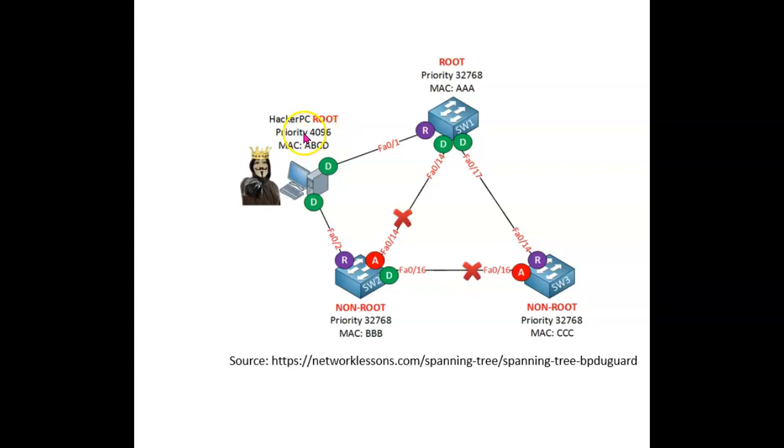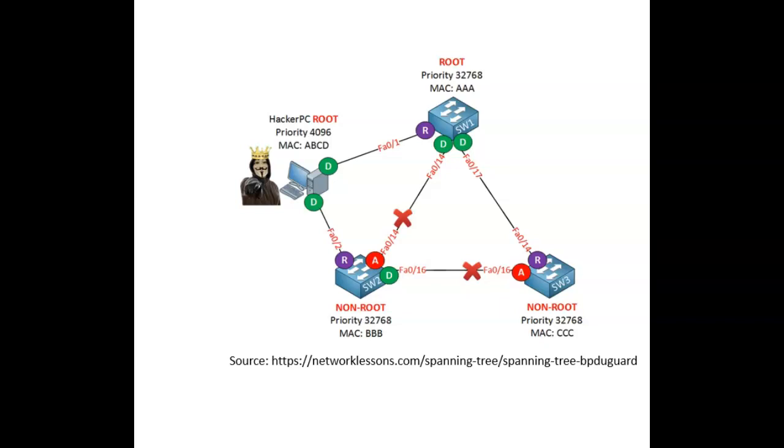You notice in this case his priority is 4096 while the priorities of these other switches is 32768. And so these switches will now think that this bad guy is the root switch, the root bridge. And because of that, it will redistribute this STP topology so that now the bad guy participates in all of the conversations on all of these switches. So now, using Wireshark or some other software, he can listen in on all of the traffic of the entire network. Well, that's not a very good thing.